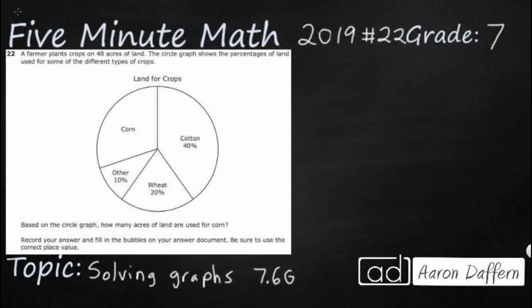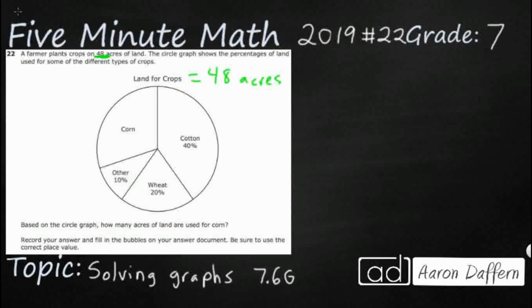So a farmer plants crops on 48 acres. So that's going to be important for us. This whole total is 48 acres. And then the circle graph shows the percentages of land. We've got cotton, 40%, wheat, 20%, other 10%. Then we've got corn. We don't have a percentage on that.